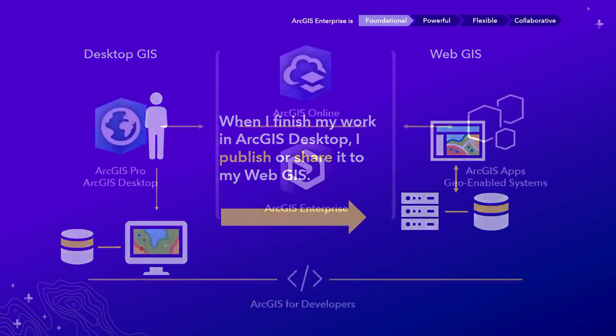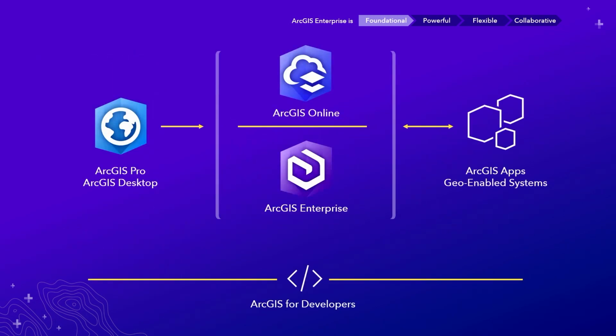It looks like this. Typically, we have GIS professionals working in ArcGIS Pro and ArcGIS Desktop. When they're done with their work, they'll share it to ArcGIS Enterprise or ArcGIS Online, the WebGIS hubs for their organization. Also connected to those hubs are going to be ArcGIS apps such as Collector, Survey123, and geo-enabled systems such as ArcGIS Indoors, ArcGIS Urban.